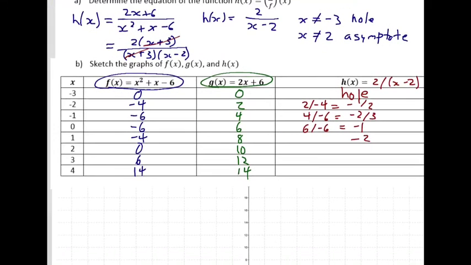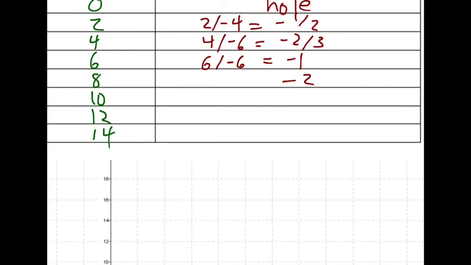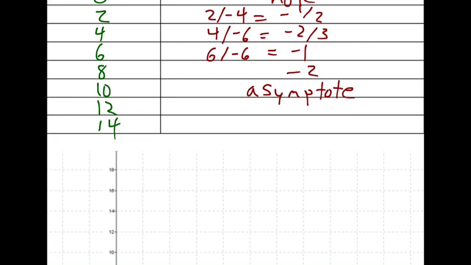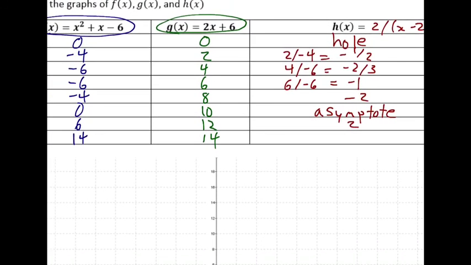Negative 2. 10 over 0. Undefined. Asymptote. And then 12 over 6 is 2. 14 over 14 is 1. So now we have enough to graph, right?